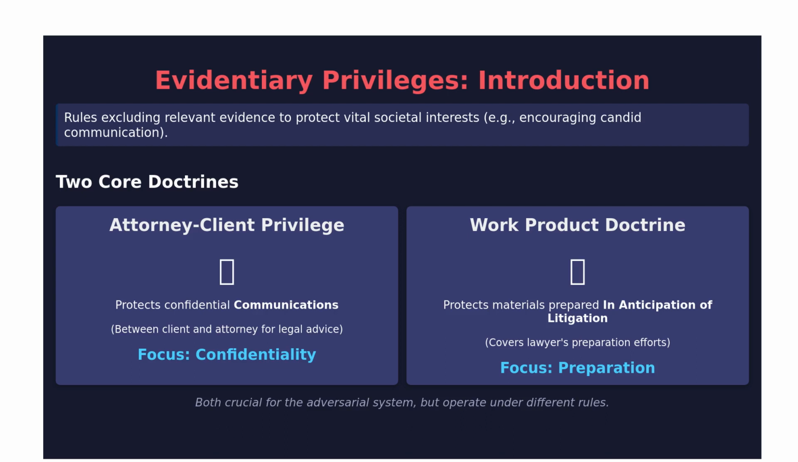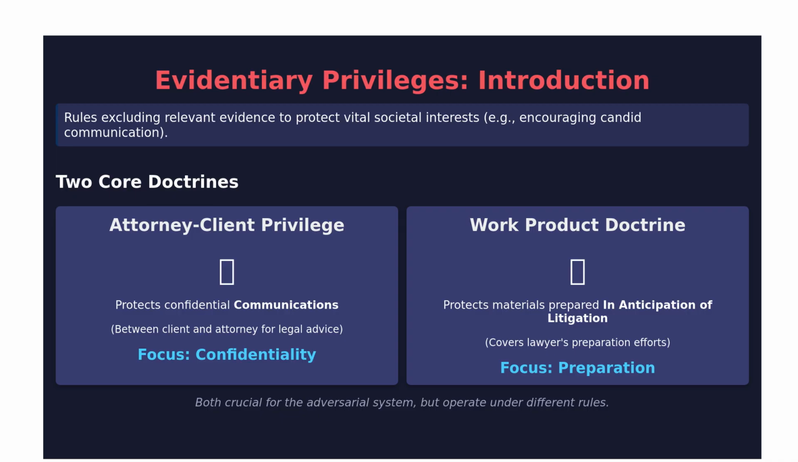We begin by examining evidentiary privileges. These are special rules of evidence that allow certain information, even if highly relevant, to be withheld from disclosure during legal proceedings. Privileges exist not to shield wrongdoing, but rather to protect vital societal interests by encouraging open and candid communication within specific, protected relationships.